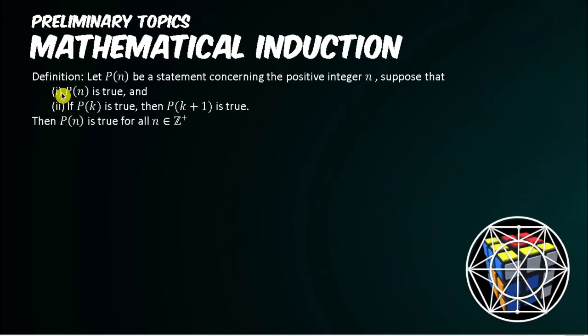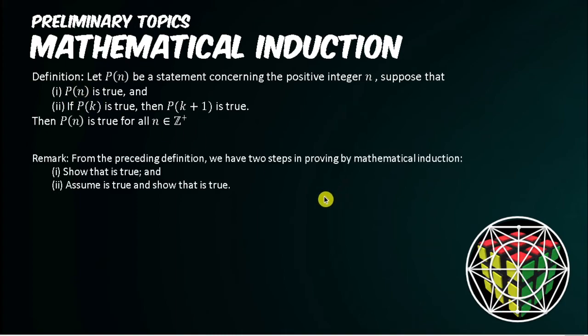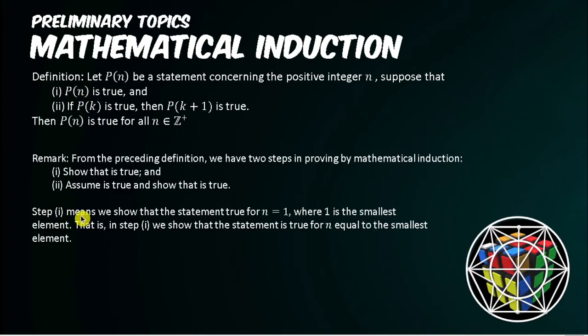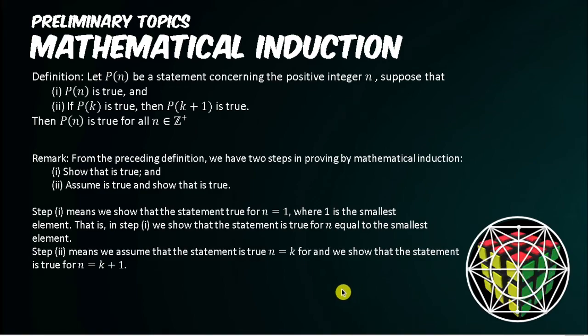Basically, the base case is the first step. We are going to show that the statement is true for n equal to 1, because 1 is the smallest element in the set of positive integers. And then in the induction step, we have to assume first that the statement is true for n equal to k, and then we show that the statement is true for n equal to the next element after k, that's k plus 1.